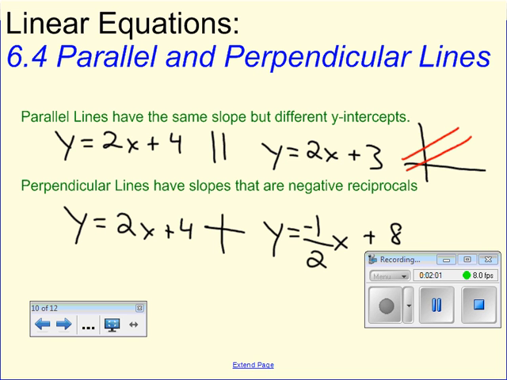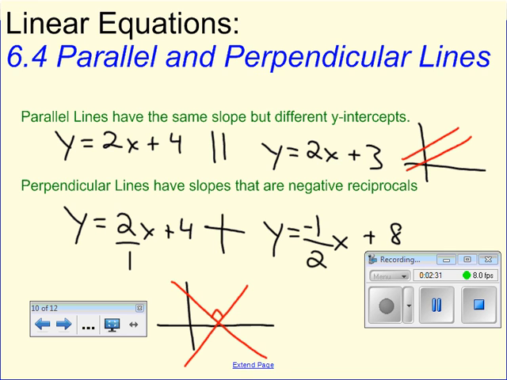A reciprocal is just the flipping of a fraction. 2 over 1 is my fraction. I flip it, it's a reciprocal, and since it's a negative, I just put the negative on it. So perpendicular lines have slopes with negative reciprocals, and on a graph, if I have one coming down like this, I'd have another one intersecting it, and this would be a 90-degree angle, like so.